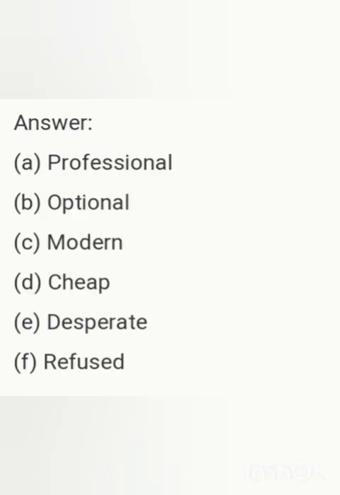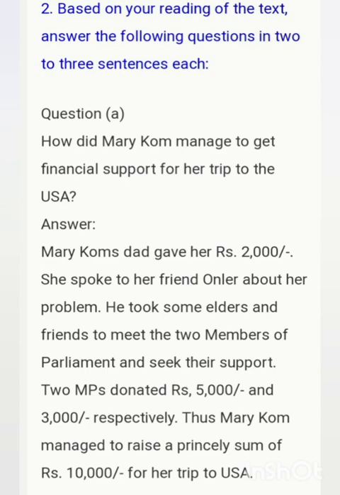Compulsory, antonym optional. Traditional, antonym modern. Expensive, antonym cheap. Hopeful, antonym desperate. Acceptor, antonym refused. Okay, I hope you have completed the first antonyms. Okay, let us move on to the second one.